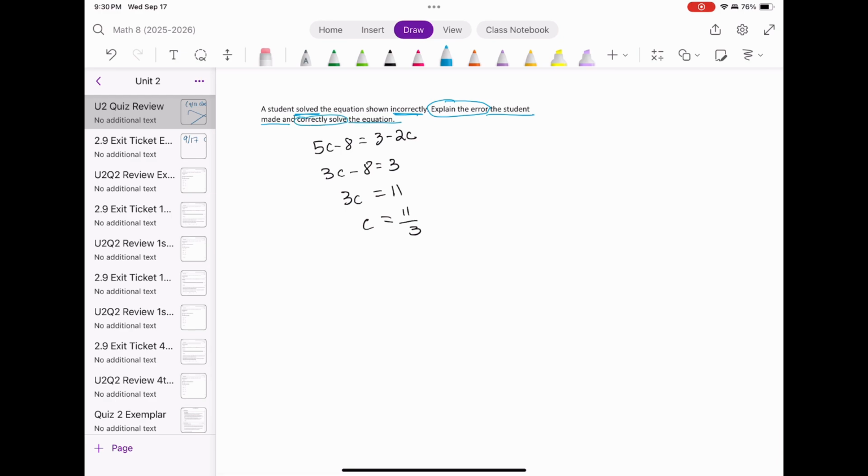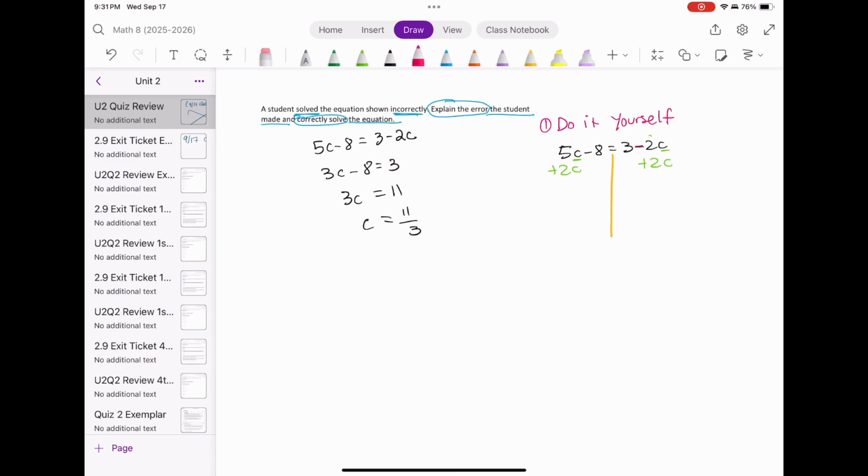Whenever we're dealing with mistakes or these types of problems, what I like to do is do the problem myself first. So I'm going to solve the same problem. I'm going to move my c's, my variables, to one side. I always like to move the smallest number, and the smallest number right here is -2c. So I'm going to do the opposite. So I'm going to add 2c, and whatever I do to one side, I do to the other.